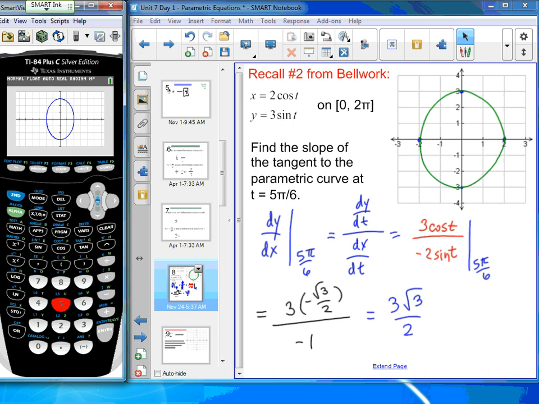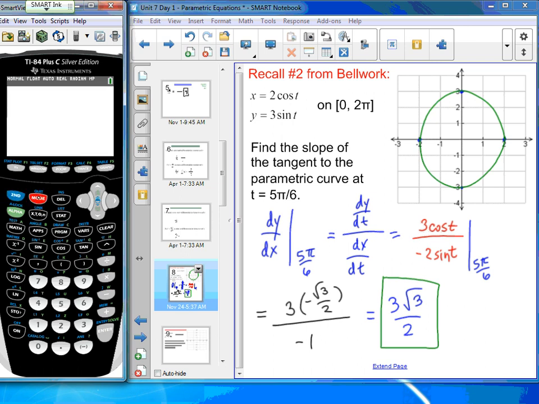Cool. All right, so what are we trying to do now? We're trying to verify that our dy dx, our slope of the tangent to the curve at t equals 5 pi over 6, is correct. And so what are we going to do? Well, first I'm going to get an idea of what that is on my regular home screen, just so that I know what we're dealing with. 3 root 3 over 2. Hey, my 2.5-ish was okay. Not so great, but okay. 2.598-ish.